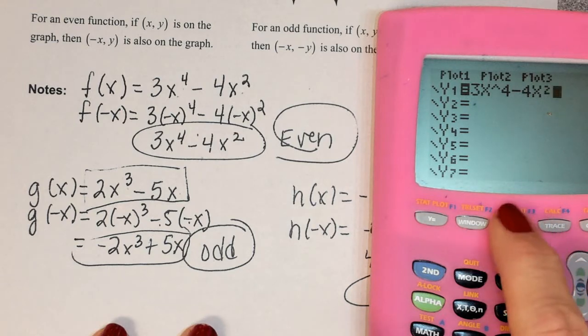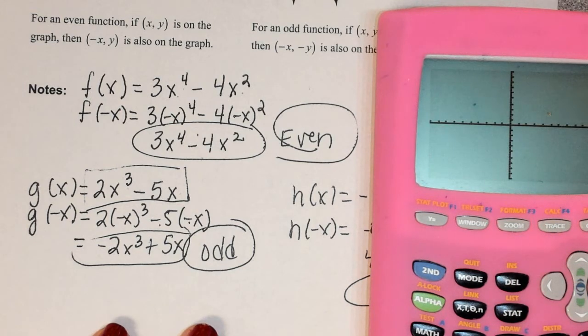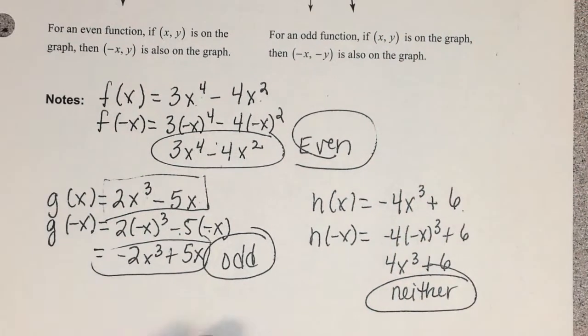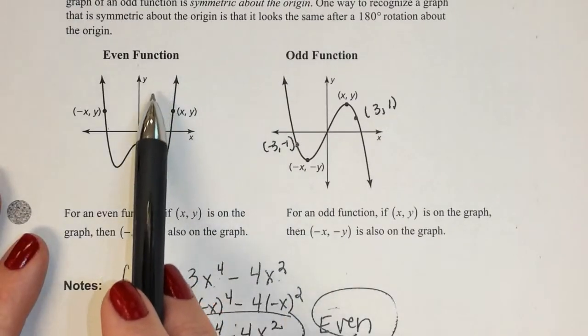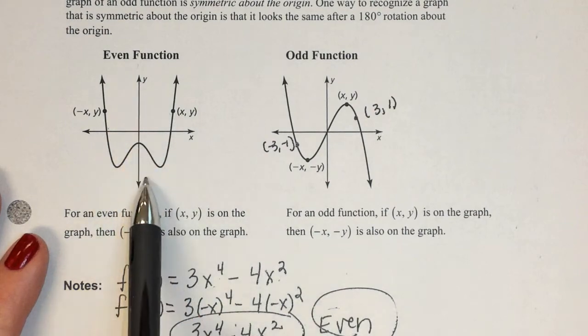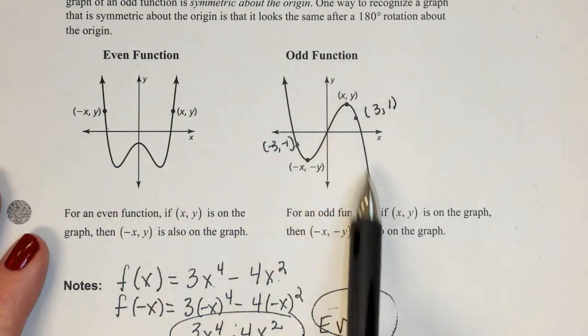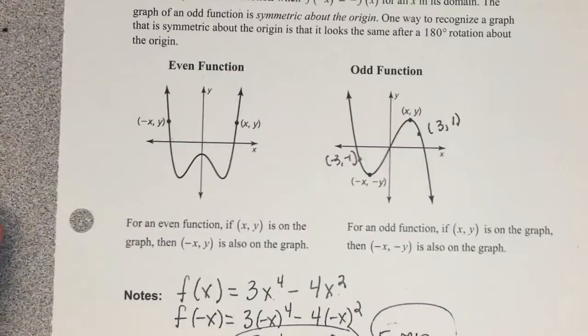She said this one should be symmetric with respect to the y-axis. Here's the way it looks. It is symmetric with respect to the y-axis, isn't it? Okay? So this gives us an idea of how to check our graphs. If we know something should be an even function, then we should see that symmetry with respect to the y-axis. If it's odd, the symmetry with respect to the origin.